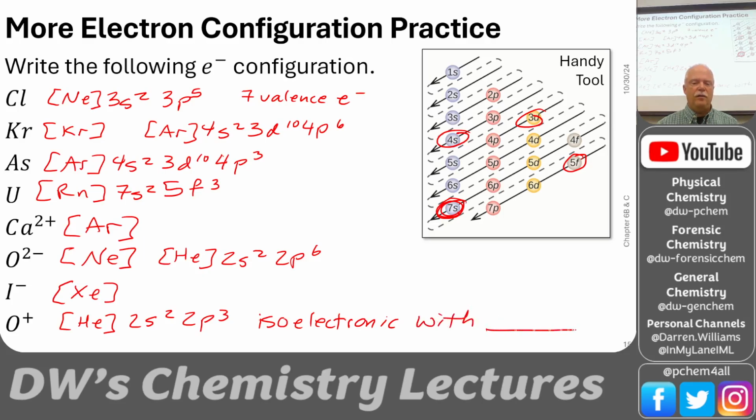With what? So that O plus has the same electron configuration as what element? As nitrogen. It's moved left one. We've lost that electron, so now it has the same electron cloud as nitrogen. So with nitrogen. Okay. Good practice, okay?